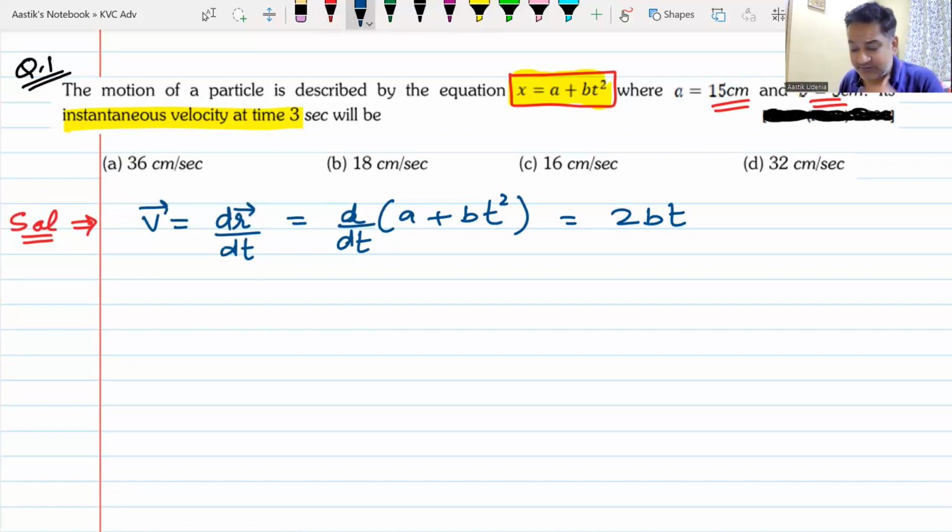The value of b is 3. The value of time is given as 3 seconds. So you can write velocity v as, remember I will always use v for velocity and s for speed. The velocity v, I'm not using a vector sign because it is only moving in that one direction. The velocity at 3 seconds, so I write v3. Velocity at 3 seconds will be how much?